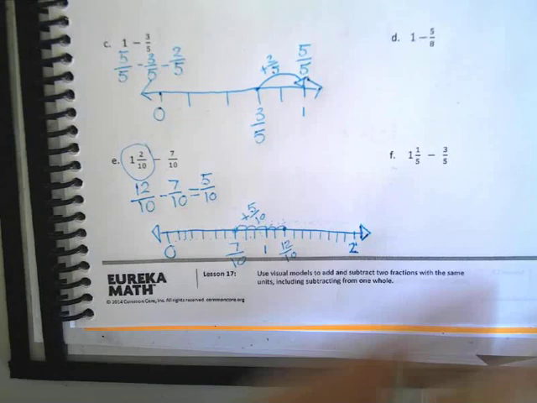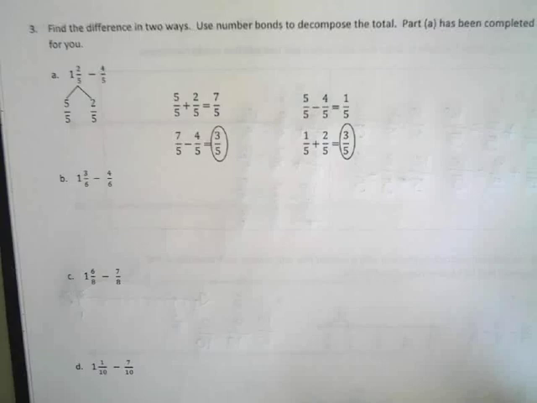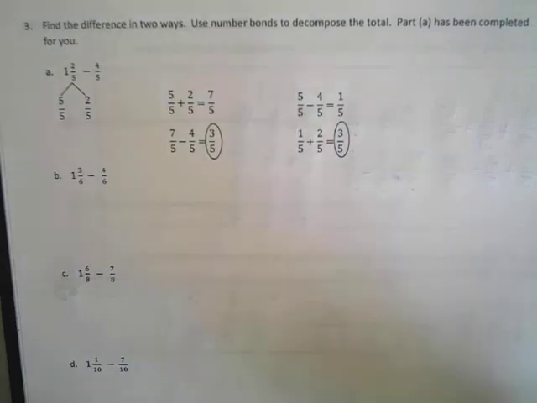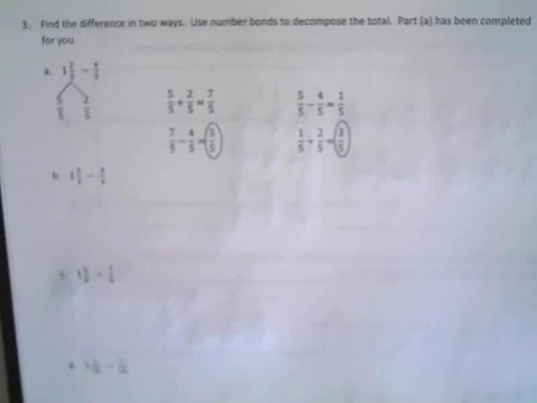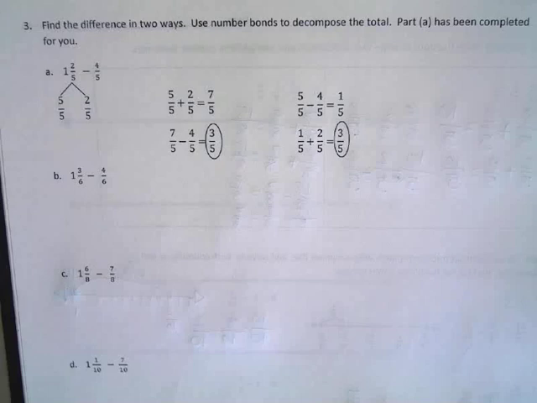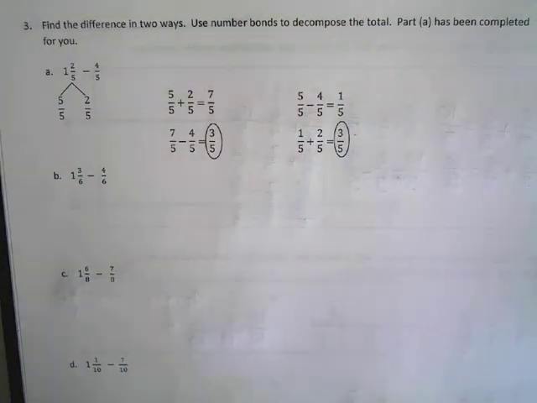All right, flip this over. We're going to skip D and F for right now. All right, who would like to read me the directions on this one? Jacob, go ahead. Find the difference in 2 ways. Use number bonds to decompose a total. Part A has been completed for you.